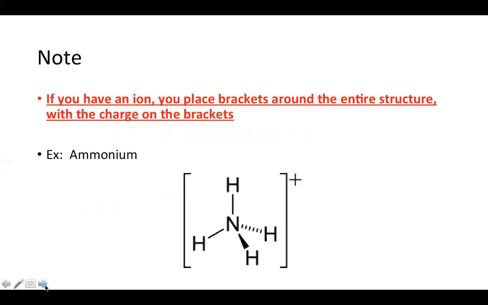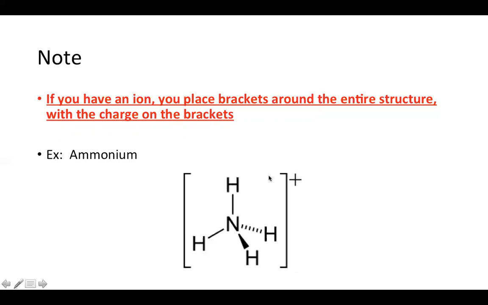All right, and then as an additional note, if we are looking at an ion and drawing its Lewis structure, we will place brackets around the entire structure, and then the charge of that ion is going to go on the outside of the brackets as an exponent. So it'll be in the upper right corner of the brackets. So here's an example. Say we're looking at ammonium, NH4+.